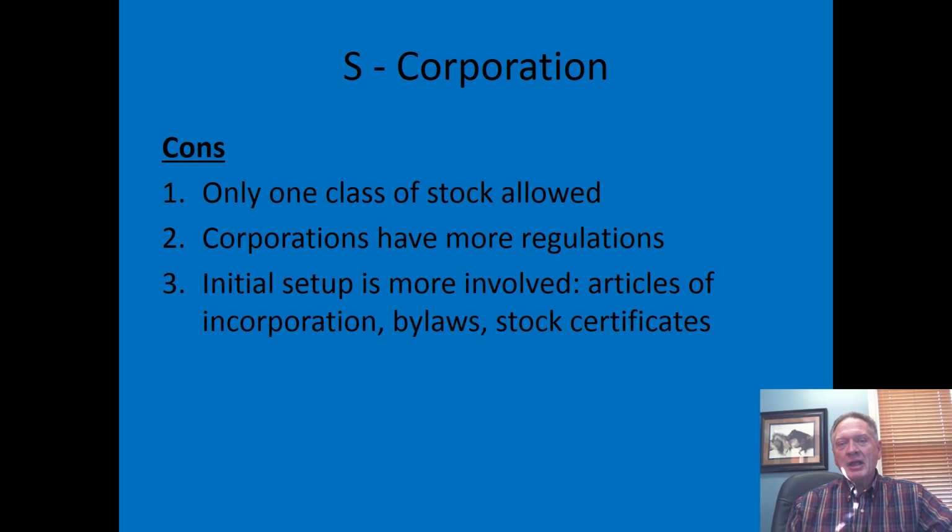Okay? The disadvantages. One, there's only one class of stock allowed. In other words, with a C corporation, as I mentioned before, you can do common stock, preferred stock, and all different forms of those preferred stocks. But an S corporation has only one class of stock. That's usually not a big deal for small businesses. Corporations do have more regulations. Now, granted, an S corporation is not quite as formal as a C corporation. It's not going to be publicly traded, probably.